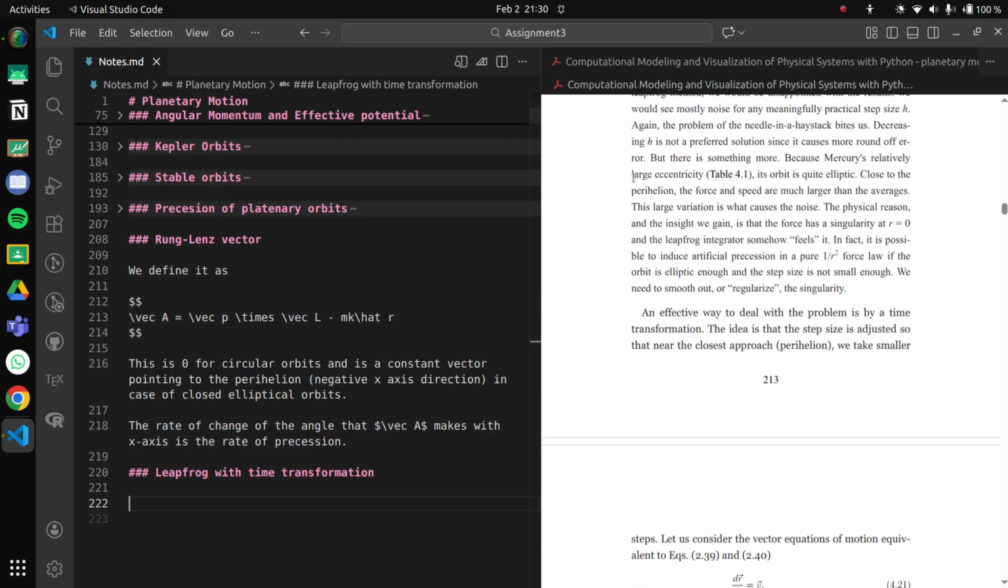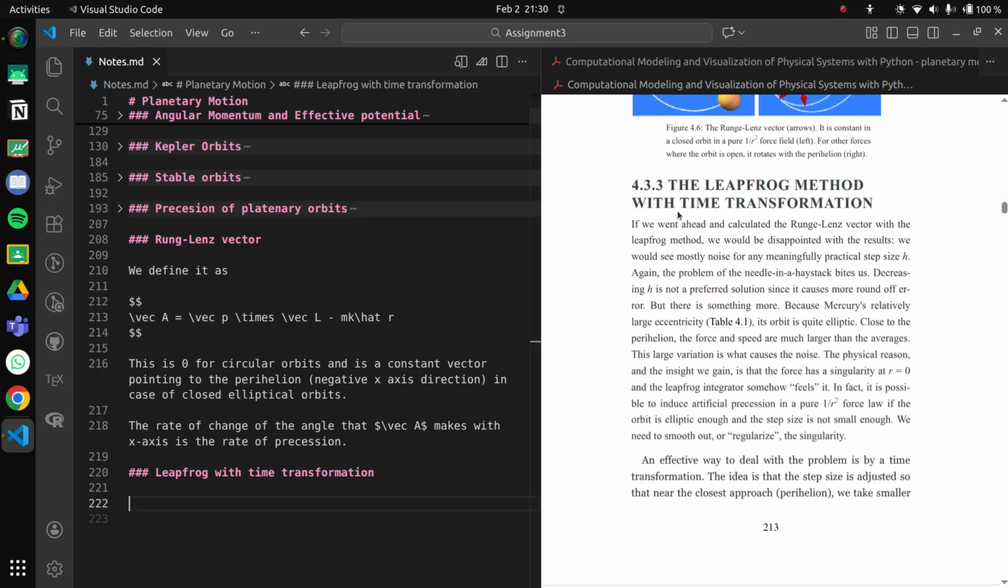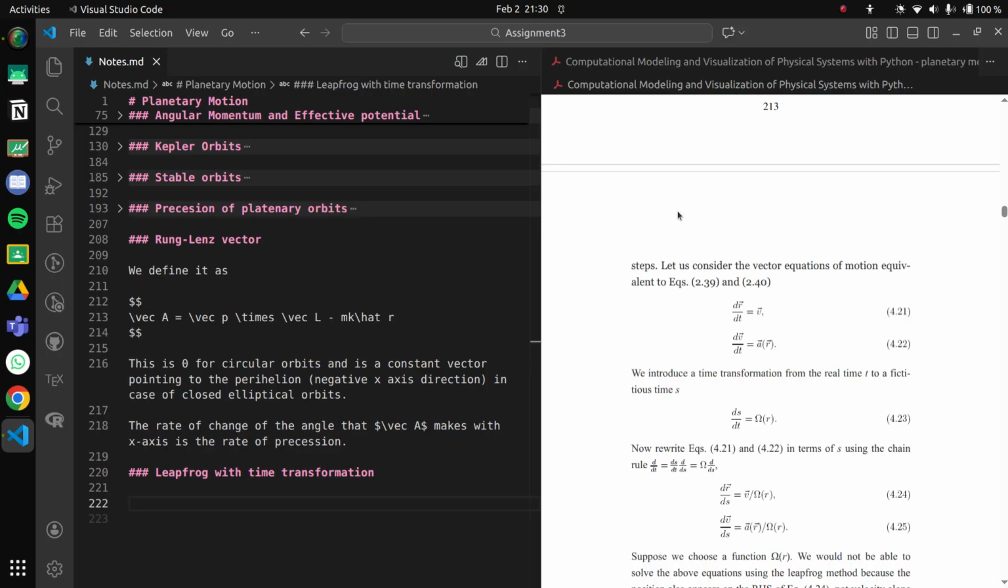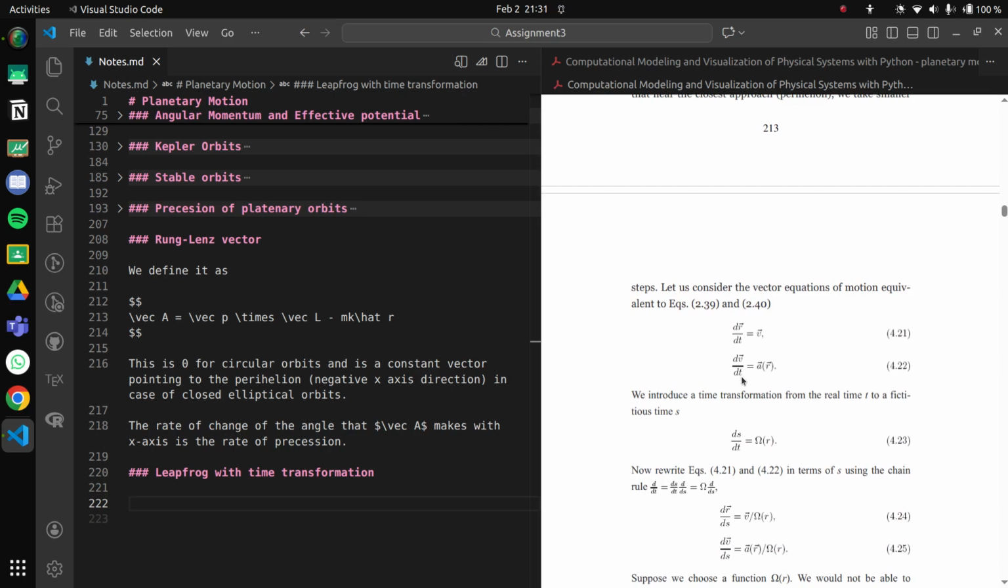So to do that, what we'll do is we'll have h as a function of r. So based on the distance from the sun, we will decide the time step. In particular, the sophisticated machinery that they have set is something like this. So these are your usual update equations. Your dr by dt is just the velocity vector, and your dv by dt is the acceleration vector.